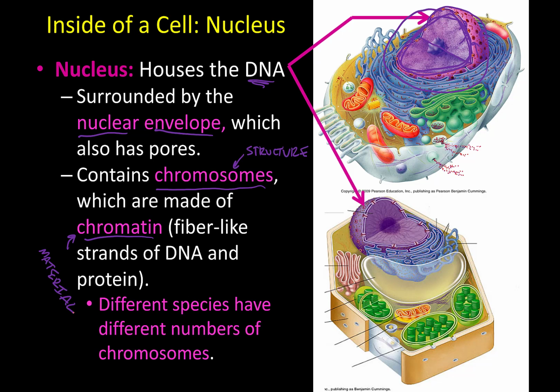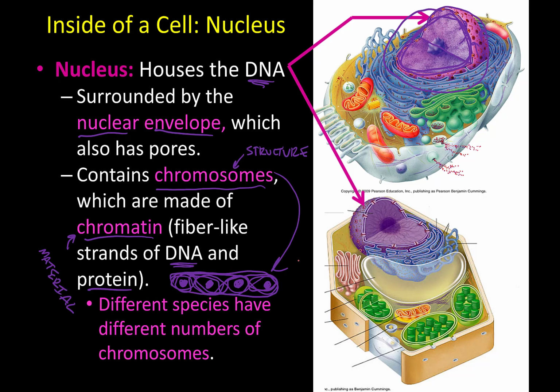Chromatin is a mixture of our DNA, which is fiber-like or thread-like in its normal state, and also little balls of protein that the DNA is wound around. So if these are our protein balls, they're called histones, if you're curious. DNA gets wound around these balls over and over again until it forms what looks like a rod. That's your chromosome.